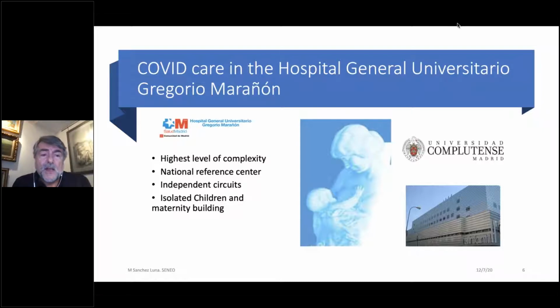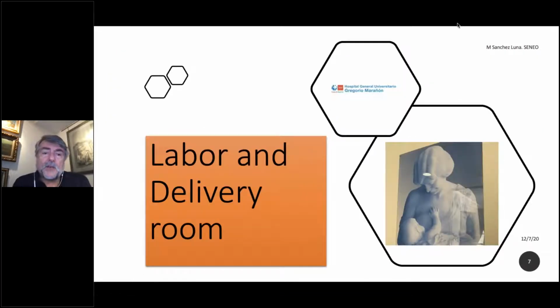So we tried to do exactly the same as the recommendations we got from the National Society of Neonatology, and we created circuits to prevent infections between mothers or families with a COVID positive and all other families without a COVID positive, because the hospital needed to keep on working in the same way, because deliveries were still going on even during the pandemic. So we tried to isolate families, mothers and kids in different areas of the hospital. And this was possible. I'm going to show you how we did it.